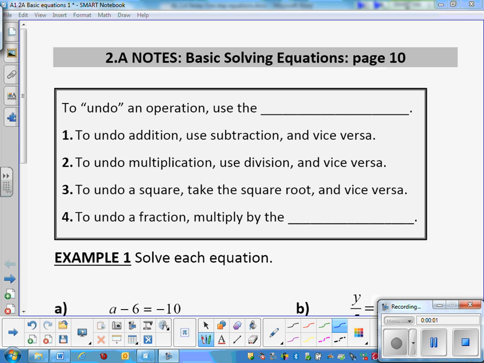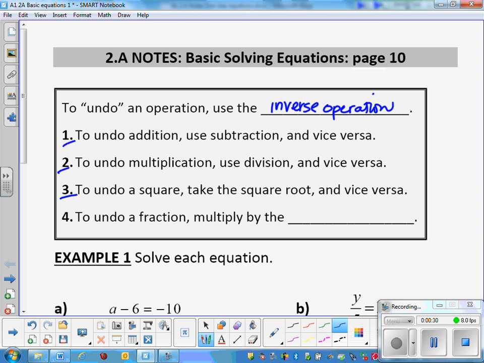an equation, our goal is to end with our variable is equal to some number. To do this, we'll want to undo the operations, and to undo them, we're going to use its inverse operation. To undo addition, you'll use subtraction, and vice versa. To undo multiplication, you'll use division, and vice versa.